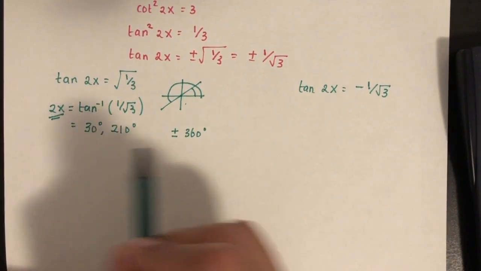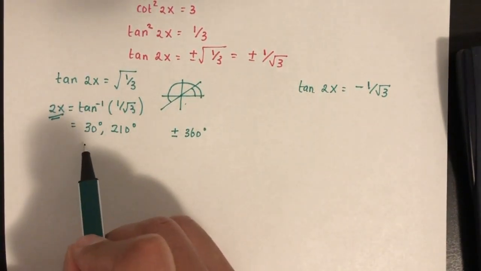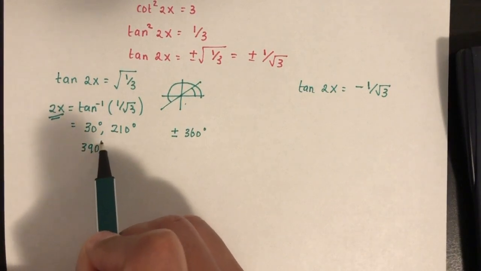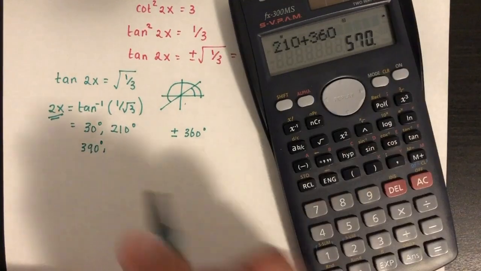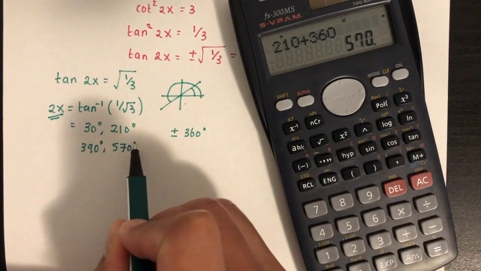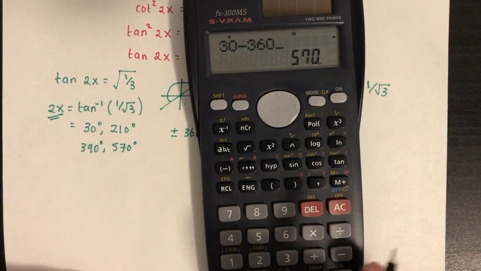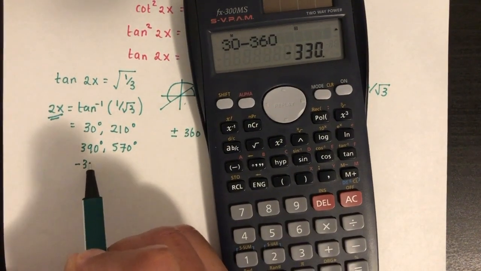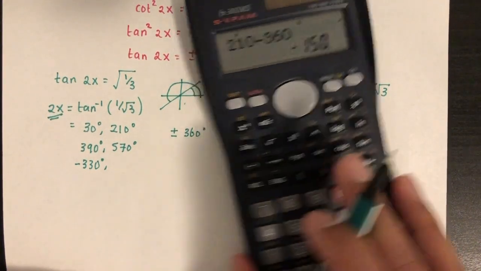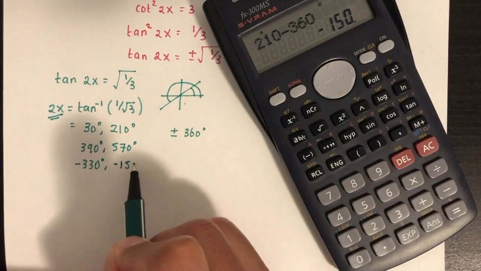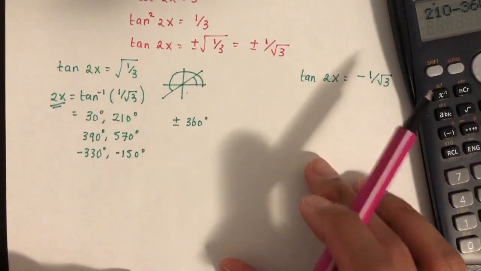So let's first add 360. You will have 360 plus 30, that will be 390. And 210 plus 360, that will be 570. So plus, now we do minus: 30 minus 360, that will be minus 330. And then we have 210 minus 360, that will be minus 150. So now these are the values for 2x. What is the value for x?